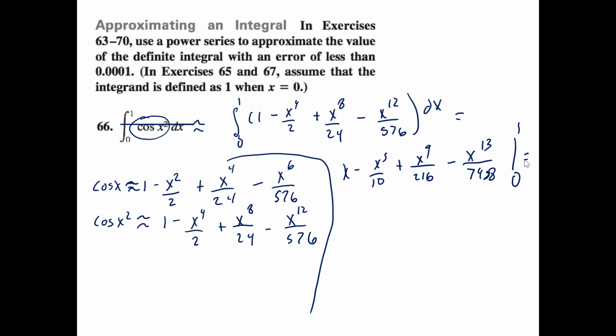And at 0, of course, we're going to get 0. And at 1, we will get 1 minus 1/10 plus 1 over 216 minus 1 over 9360. So 1 minus 1/10 plus 1 divided by 216 minus 1 divided by 9360. And you get your approximate area is 0.9045. And there we go. There is your homework for this section.